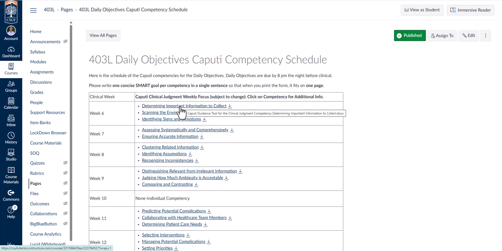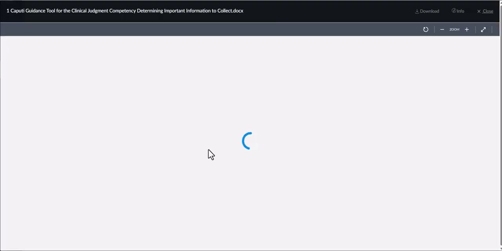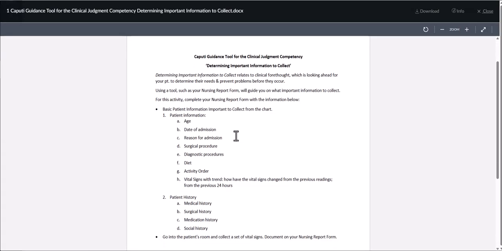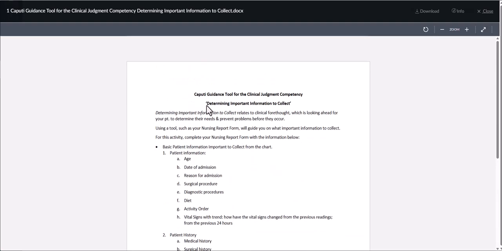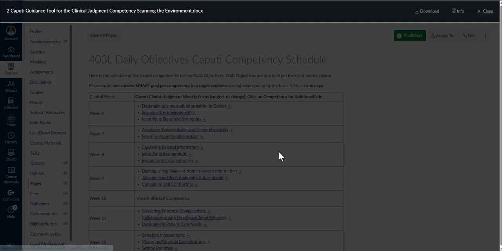Okay, so here's the deal. The students no longer have the Kapudi textbook because we lost the grant funding and we're trying to have them save costs. They really just checked out the Kapudi book from us last semester when they learned these competencies. So I embedded in here a little tickler of what the competency is. So what is determining important information to collect? Here's a little guide for what that competency is, so they can click in there as a little reminder.